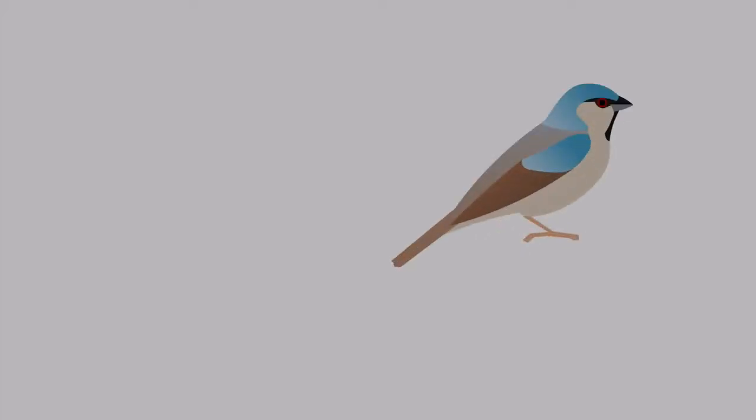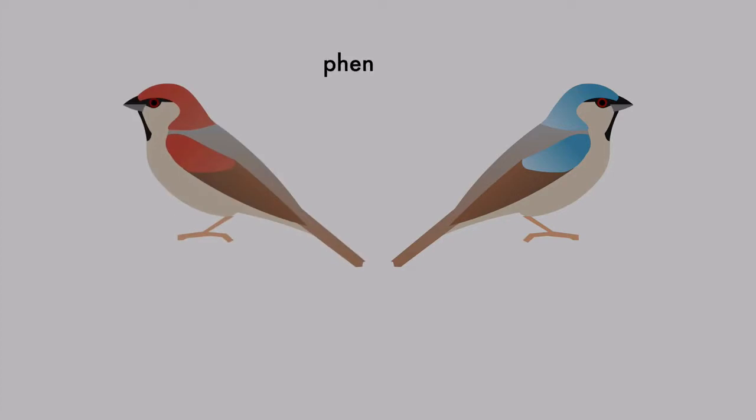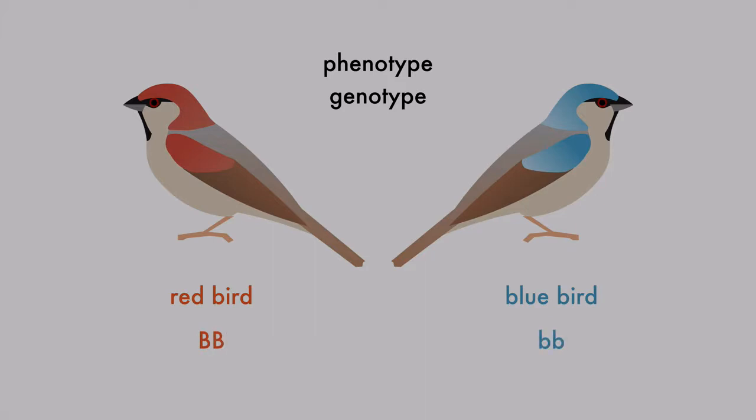No matter what species we're talking about here, there's always variation. Take, for example, this blue and red bird. These birds, their colors represent their phenotypes, but their genotypes are determined by what alleles they have. The red bird has a big B, and that represents the red allele, while the blue bird has a small b, which represents the blue allele.